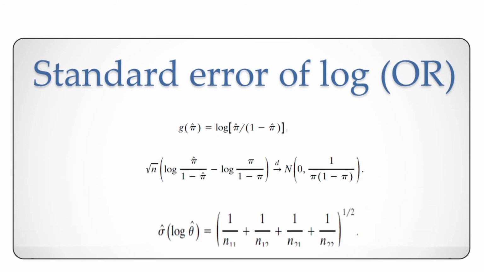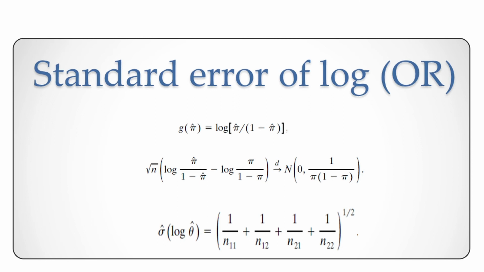Actually, we can see that if we take the log of the odds ratio, then it reduces to a linear combination of proportions and it is easier to calculate the standard error. So if g(pi hat) is log of pi hat over 1 minus pi hat, then root n (log of pi hat over 1 minus pi hat minus log of pi over 1 minus pi) will tend in distribution to normal (0, 1 over pi into 1 minus pi).